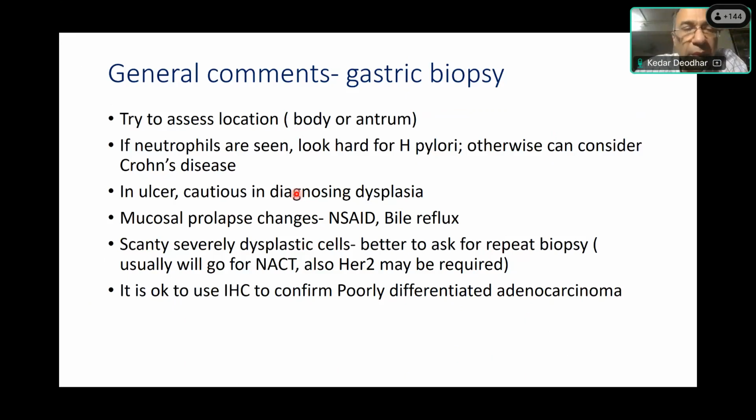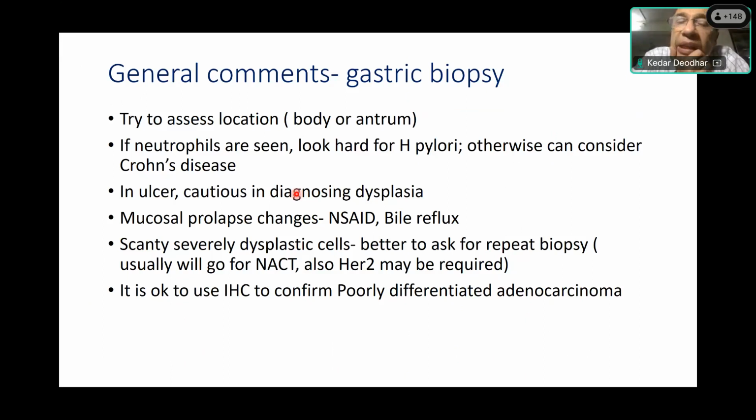Another, more practical point is that if you have severely dysplastic cells which are very few in number or scanty, it's better to ask for a repeat biopsy. Usually such cases, especially high-stage disease, are going to go for pre-operative chemotherapy. Sometimes, in a few cases, the chemotherapy gives a complete response, and we won't know whether we were sure of the invasive cancer or not.